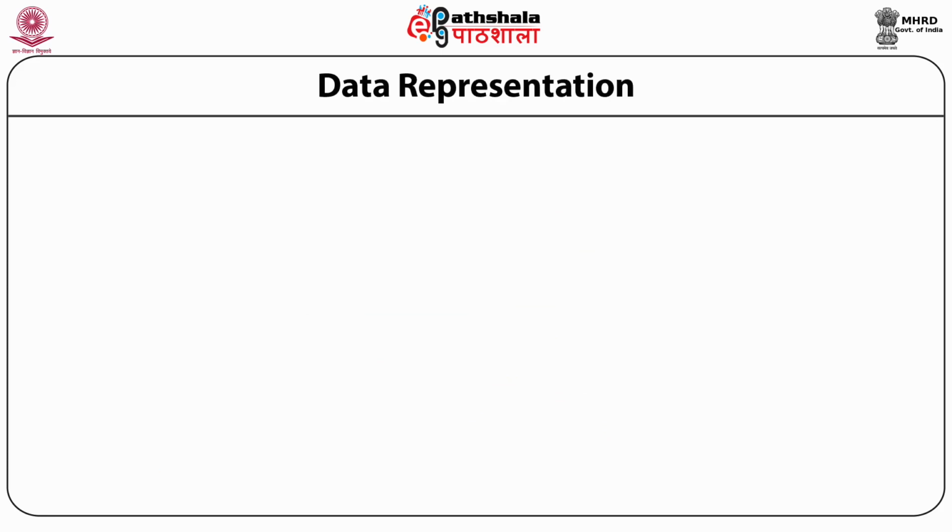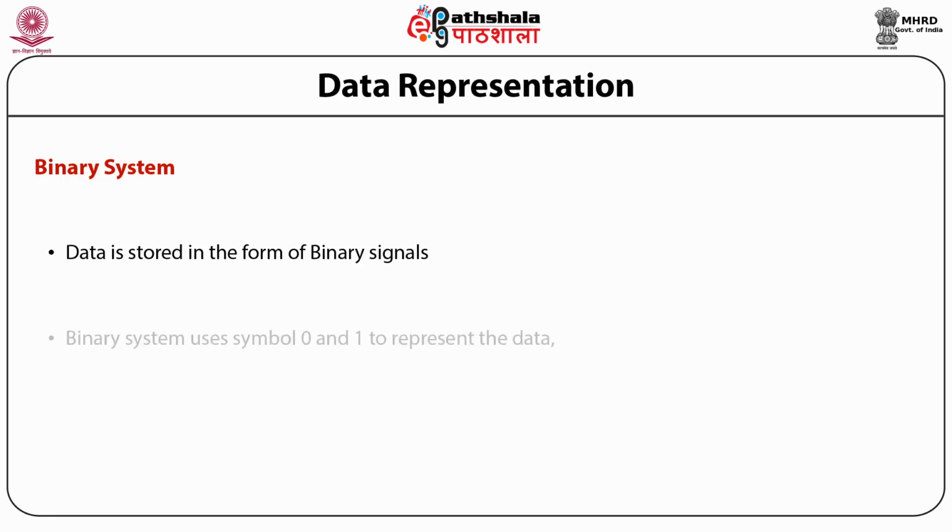Data representation. In computer, data is represented through electrical signals. So whatever data we store in the computer, it is in the form of electrical signals, and these electrical signals are represented as a binary system through the symbols 0 and 1.